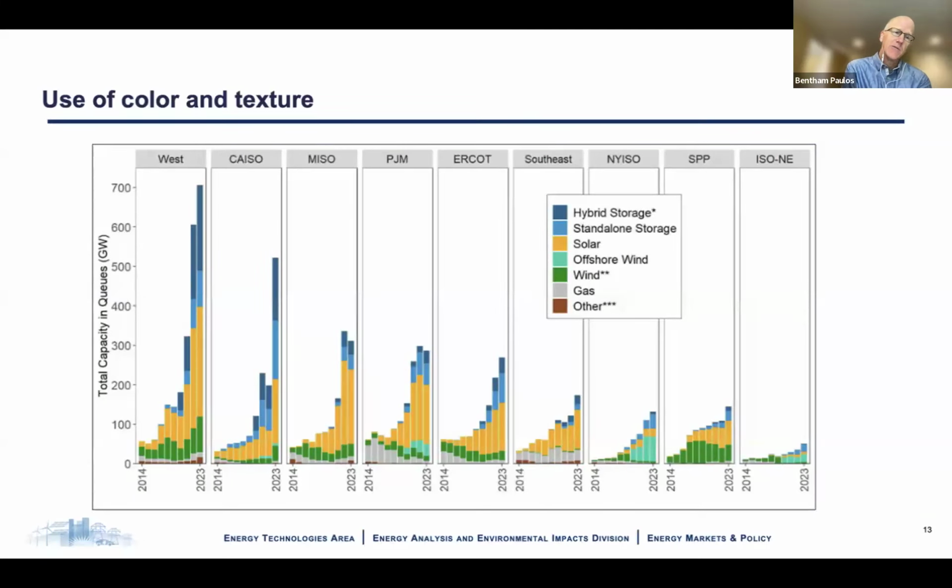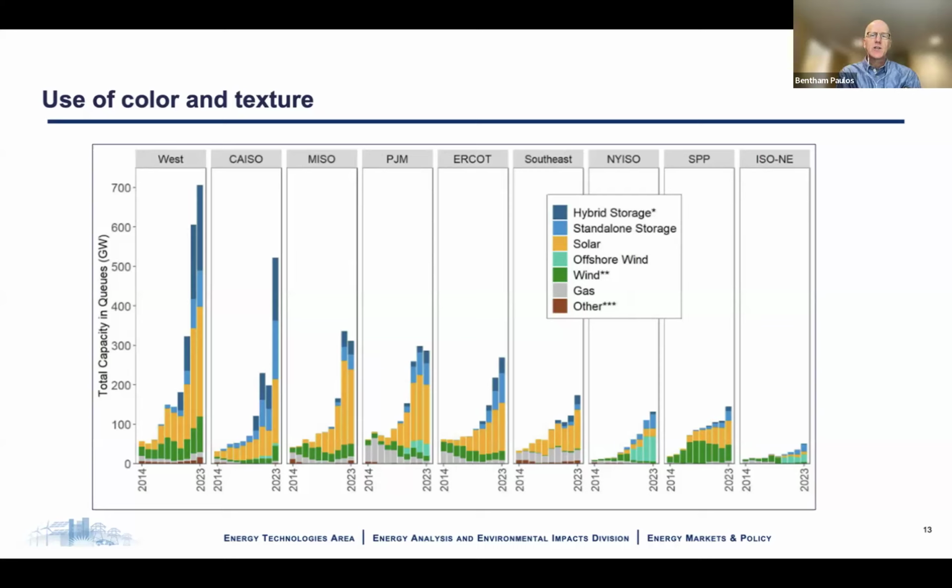This is a list of generation capacity in the interconnection queue waiting to get on the grid. It's separated by region. These are all the different utility operating regions of the country. And each figure has a timeline on it. So you can see the West, California, MISO have very large queues, have grown rapidly in recent years. And checking the color schemes, you can see that it's hybrid storage, standalone storage, and solar are the three dominant elements in most of these regions.